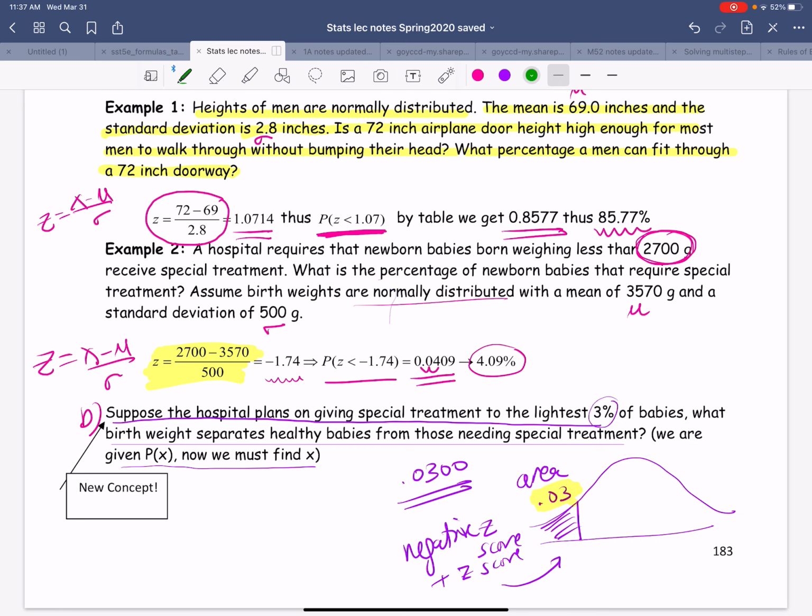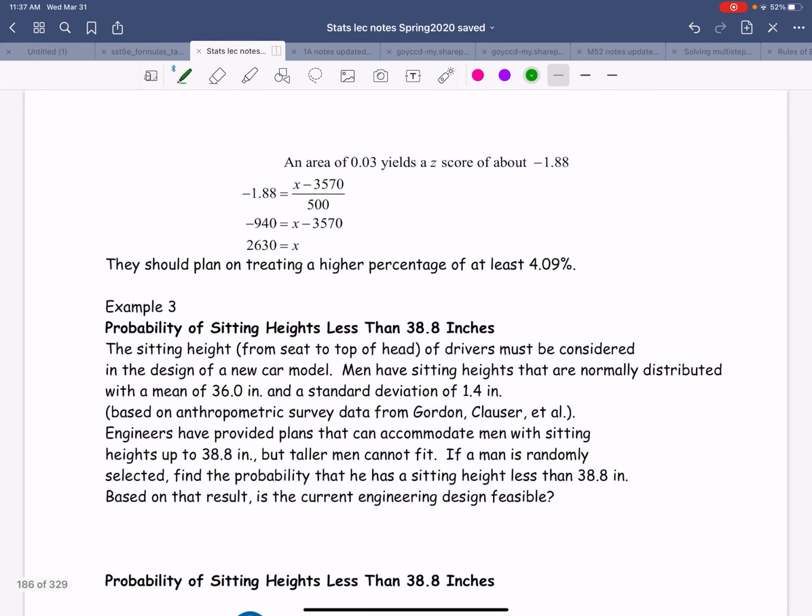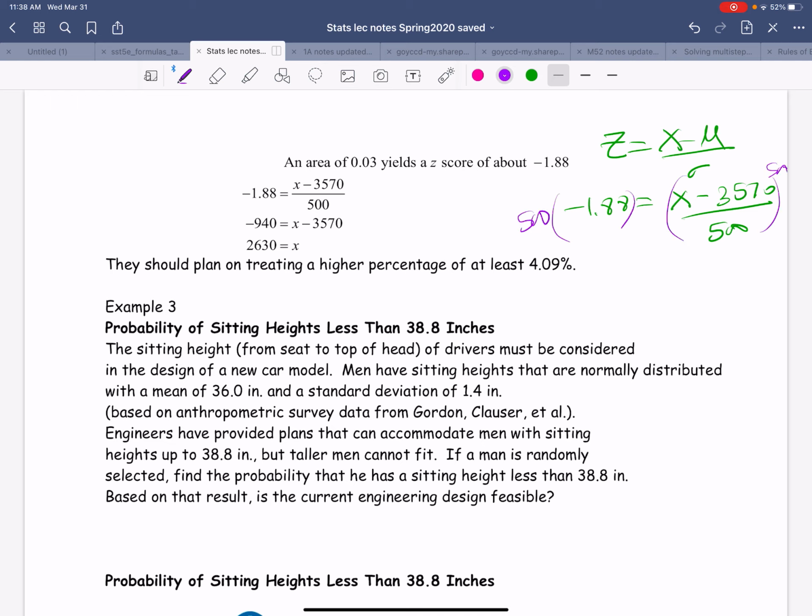So that's the z-score. And now we're going to just plug it into the z-score formula, which is data value minus the mean divided by standard deviation. Negative 1.88 equals the data value, which is what we're looking for, minus the mean, divided by the standard deviation. We are given the mean and the standard deviation. To solve it, I'm going to multiply both sides by 500 first so that I can get rid of it from the right-hand side. That leaves me negative 940 equals x minus 3570. X comes out to be 2630. So babies whose weight is less than 2630 grams will need special treatment.